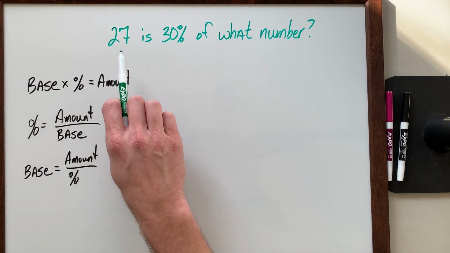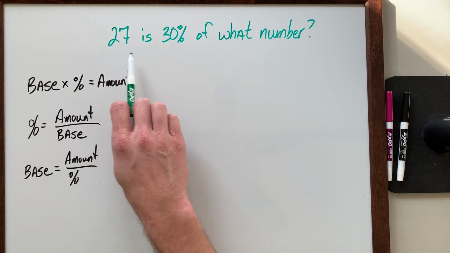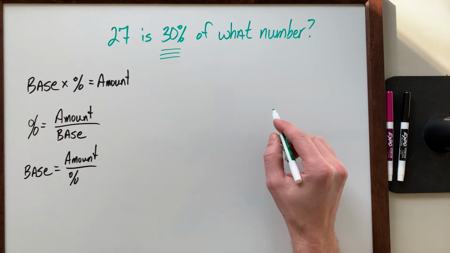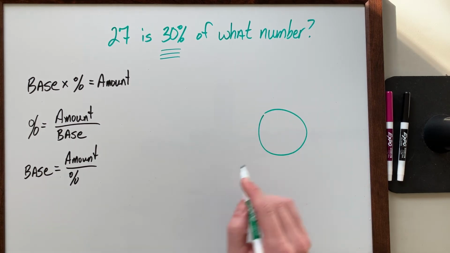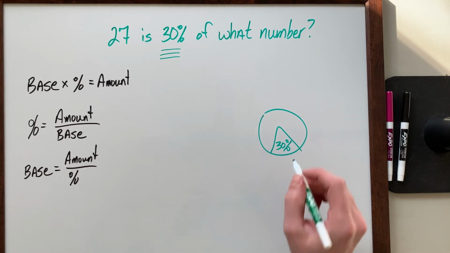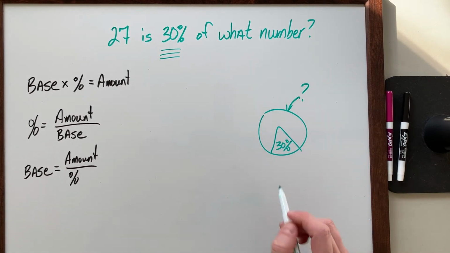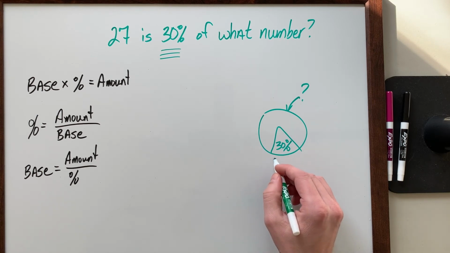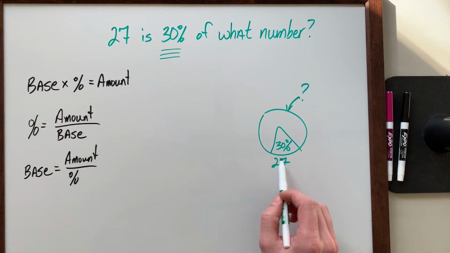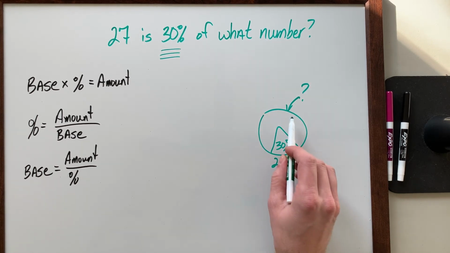In this example, 27 is 30% of what number? 27 is only a fraction. It's not the whole thing. Let's look at the diagram. 27 is equal to this 30% pie. So we don't know what the whole thing is. We do know that we have 30%, and we know that the value of that 30% sliver is 27. What we need to figure out is the base, the whole thing.